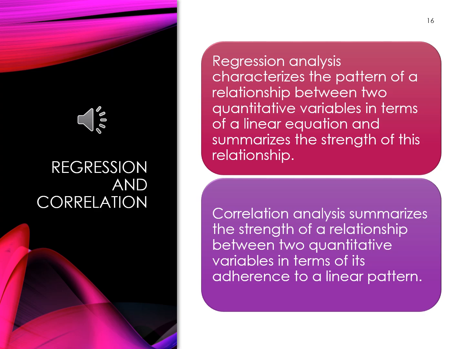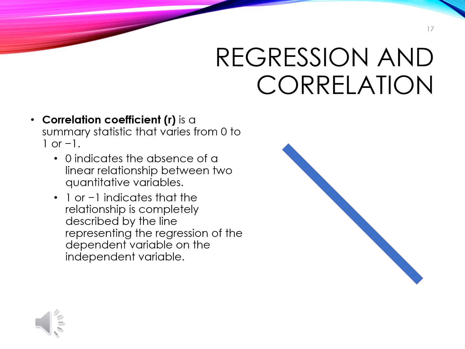Correlation analysis is a standardized statistical technique that summarizes the strength of a relationship between two quantitative variables in terms of its adherence to a linear pattern. So how well does the regression line fit the points? In other words, how close does the regression line come to the points? Actually, it's the square of the vertical distance on the y-axis between the points and the regression line that is used as the criterion.